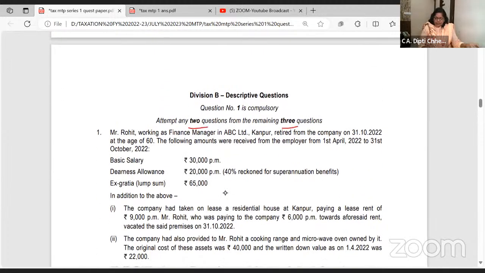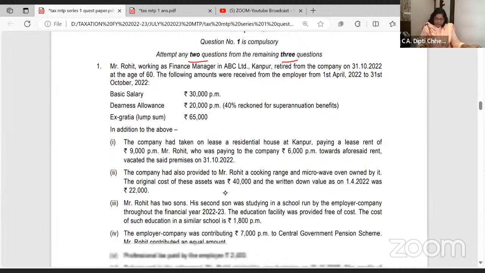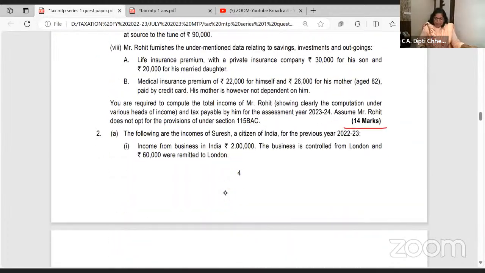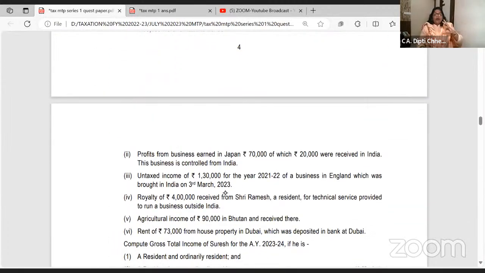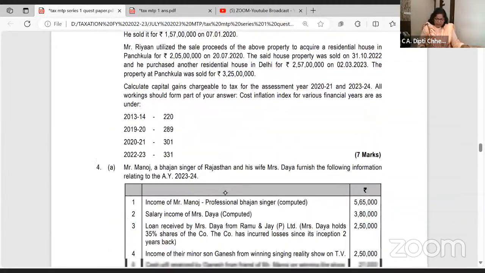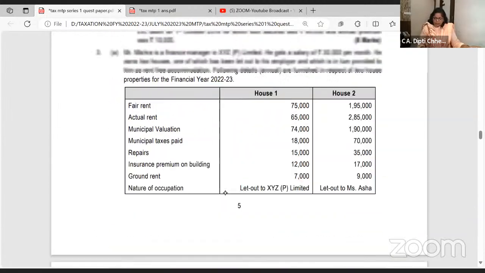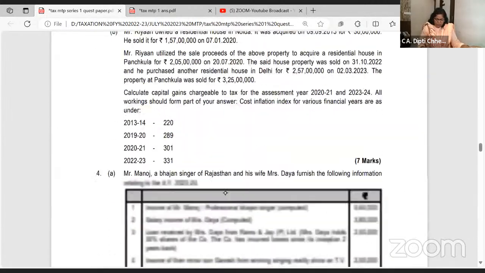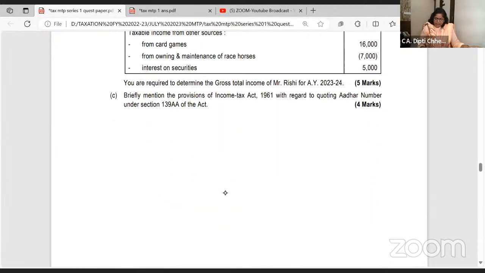any 3 questions, 2 questions you have to attempt. So if you attempt extra, ma'am, will they correct and give the marks for whatever is the highest? Answer is no. You don't get them. I'm telling you very briefly because you all know this. So all the questions are for 14 marks only.